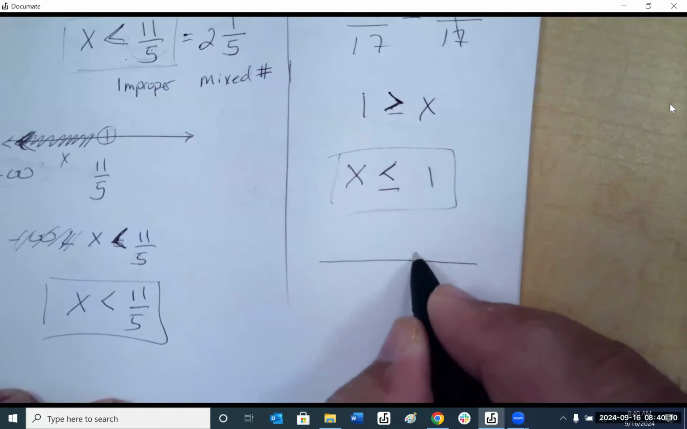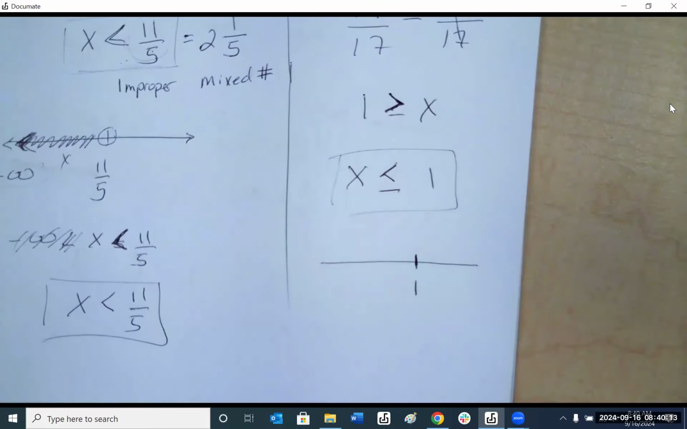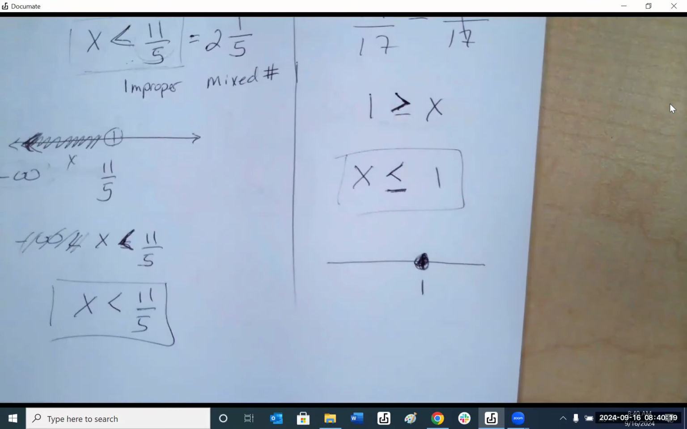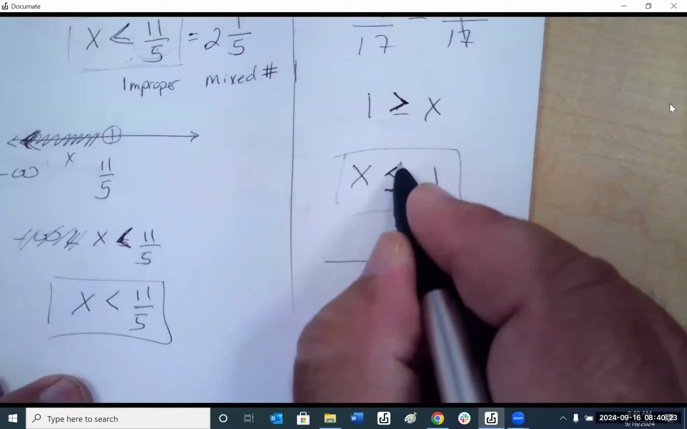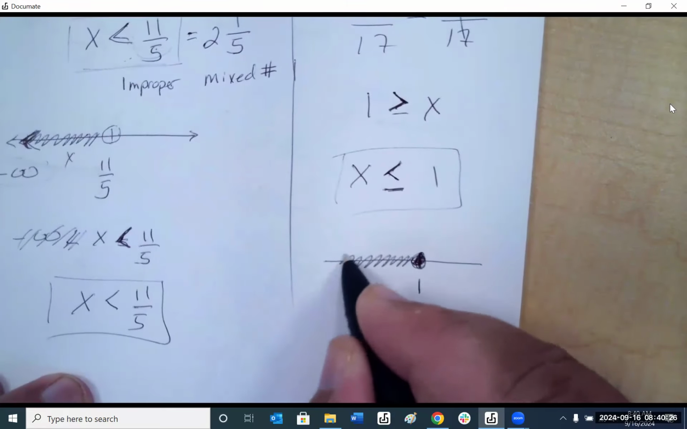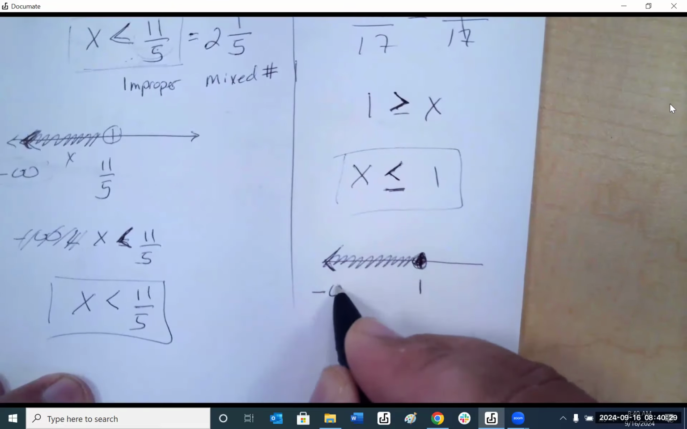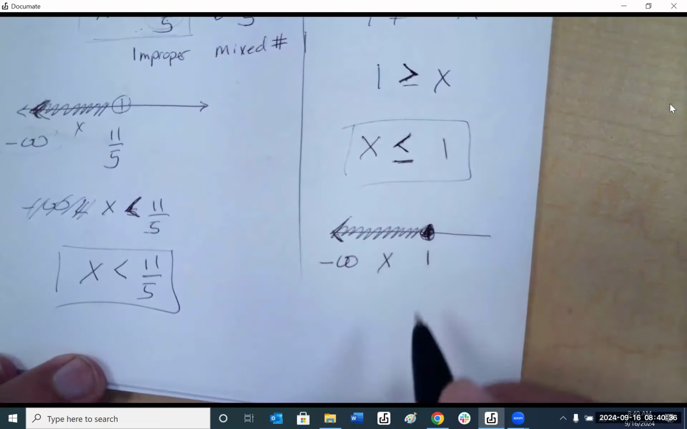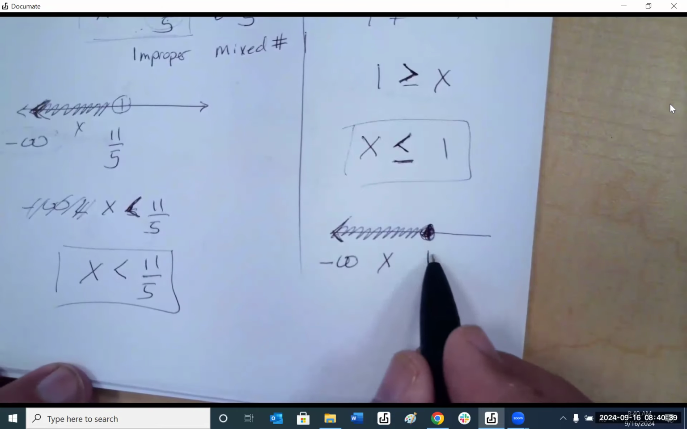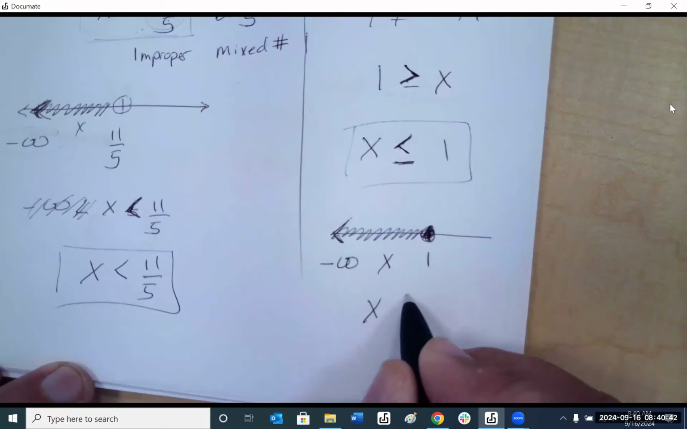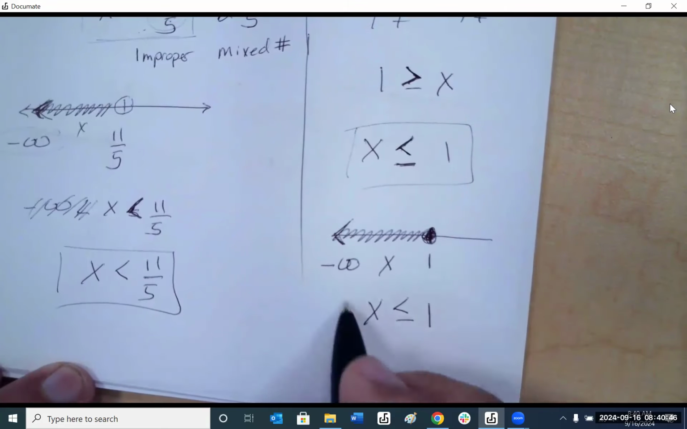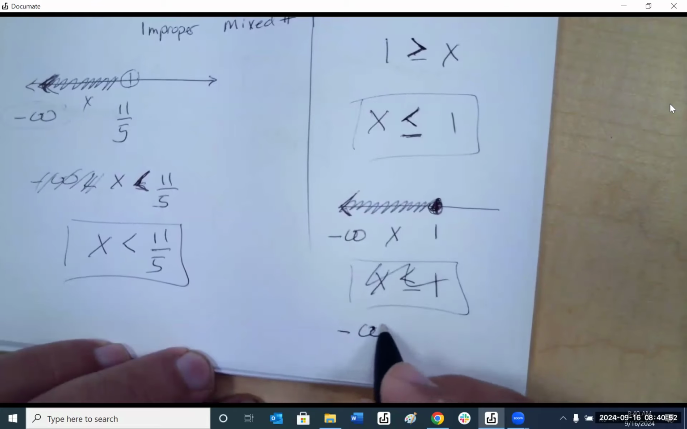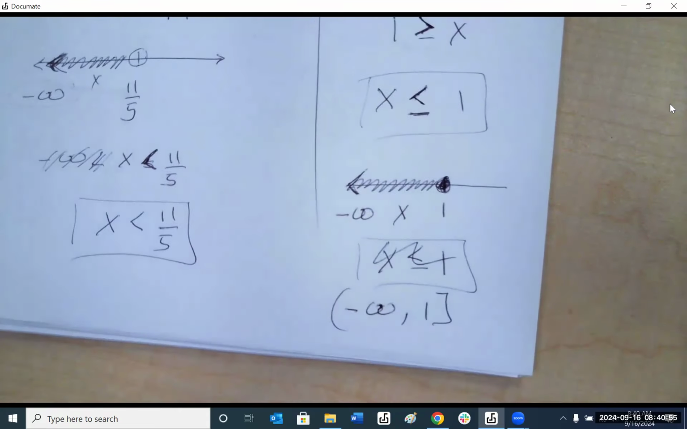So the graph, the only number we have is 1. Is it an open or closed circle? It's a closed circle because there's an equal sign underneath it. Which direction do I shade, left or right? It's pointing to the left, so I shade to the left. So x is everything to the left of 1, so x is less than or equal to 1. I'm sorry, no. It goes from negative infinity to positive 1. Put it in interval notation.